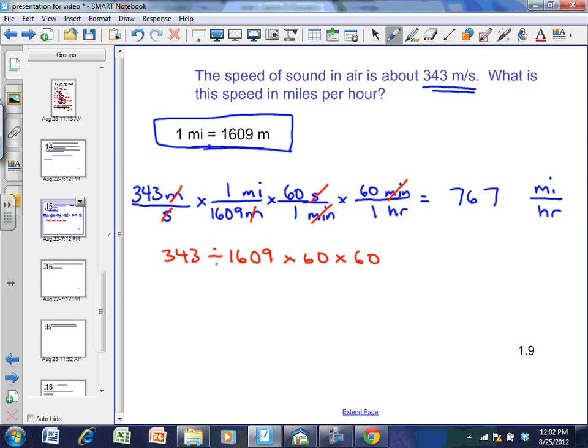And note, all I did was keep track of my units and let the units take care of themselves. That really is the key to doing difficult conversion problems. Let's stop that video there, and we'll look at more derived units in the next video.